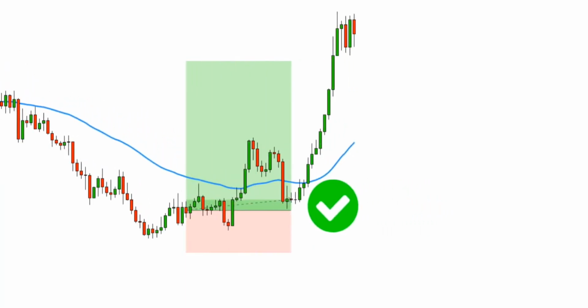Since then, reversal trades not only have become one of the most accurate things in my trading plan, but also one of the most profitable.